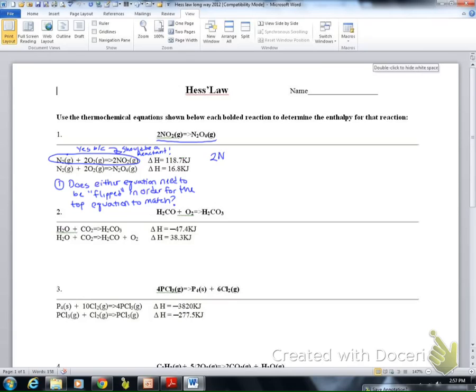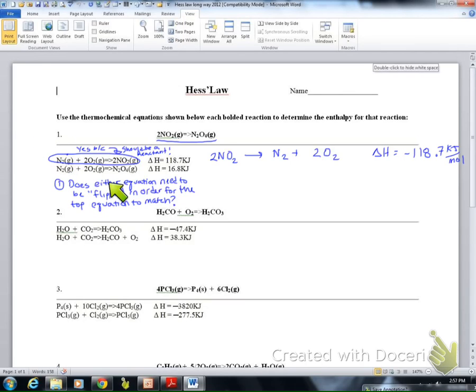So I'm going to rewrite that equation over to the right, and then I'm going to show that I have a negative 118.7 kilojoules per mole. And so again, I flip the equation, so then I need to flip the sign. And because this is a positive now, when I flip it, that means it'll be a negative.